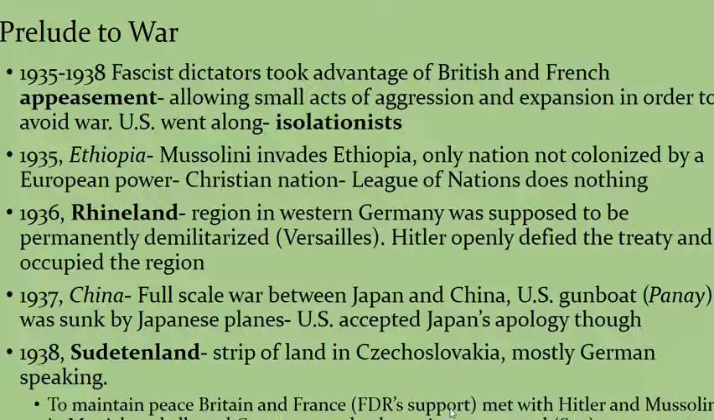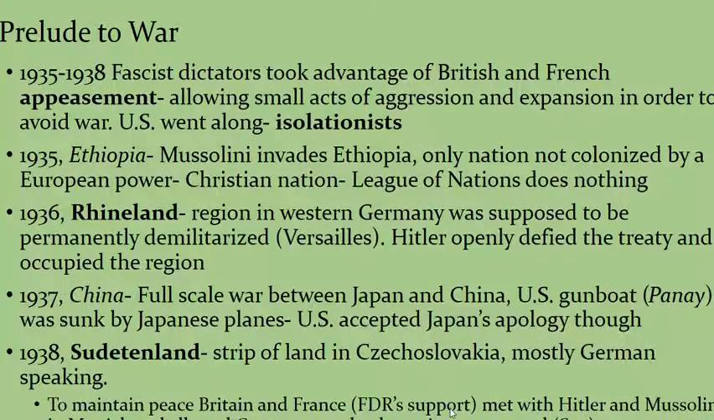In 1938, he tests them again with invading the Sudetenland. This is a tiny strip of land in Czechoslovakia. I have a map on the next slide that I'll show you. Most of them are German speaking, but remember after World War I, they divided up the map of Europe. They broke up the German Empire, the Austro-Hungarian Empire. They took some land from Russia, and they created the self-determination of nations. Well, Germany wants their land back. They want Poland back. They want the Sudetenland back.